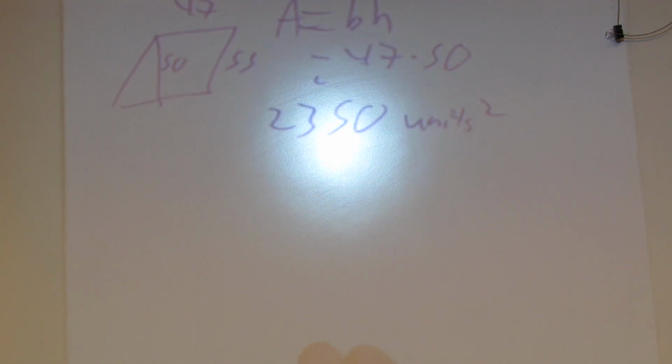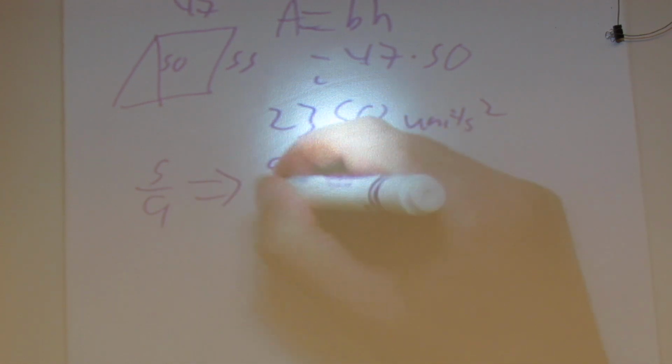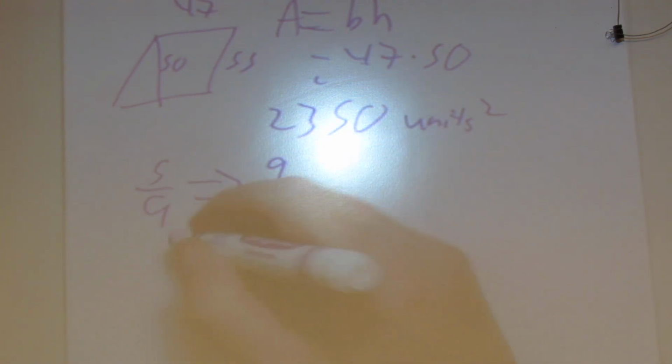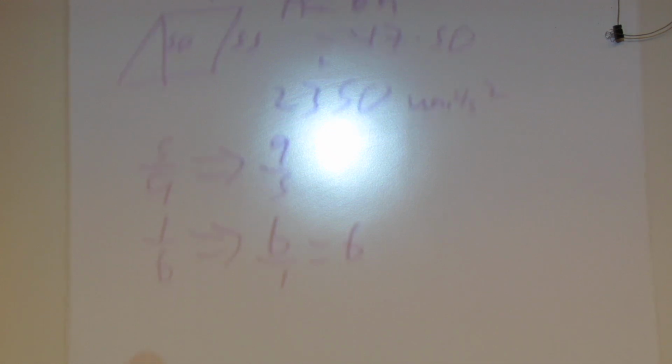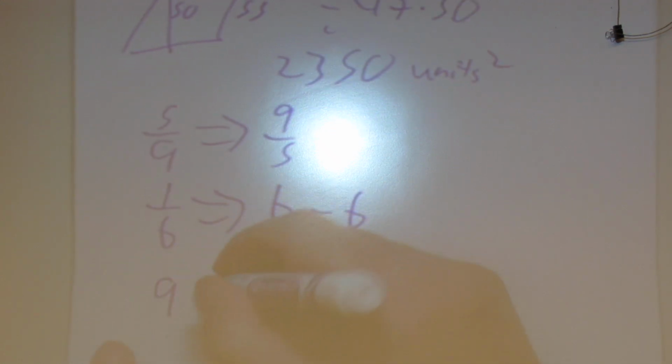Next, you're going to be given a bunch of fractions and you need to write the reciprocal. So if we have the reciprocal of 5 over 9, it's going to equal 9 over 5. If we get 1 over 6, it's going to become 6 over 1, which just equals 6. If we get 9, the reciprocal of that is 1 over 9.